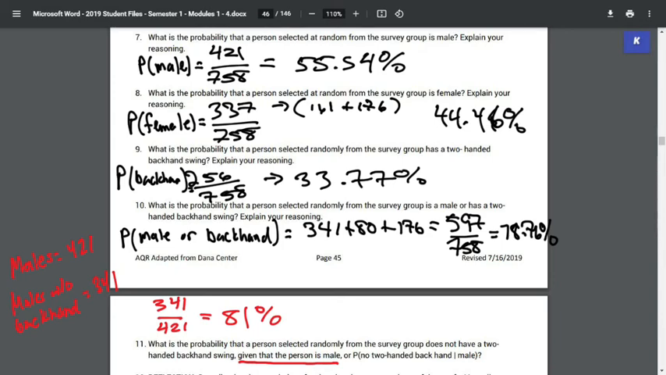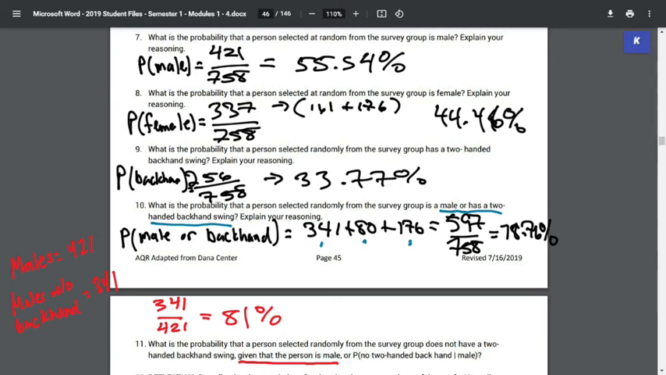And lastly, number 10, well, before we get to 11, but on 10, it said male or has a two-handed backswing. The way that I set the Venn diagram up is perfect for that, because if I add those three numbers across, the 341, the 80, and the 176, that's going to give me my answer for this. So here is males without a backhand, males with a backhand, so that covers all the males. And then I add in how many females have a backhand and get those numbers. I'm going to get pretty close to 79%.